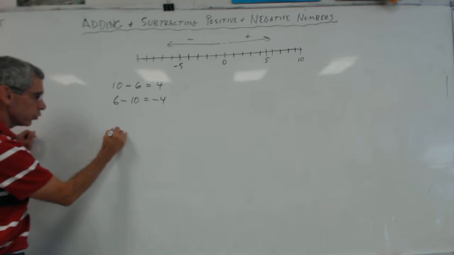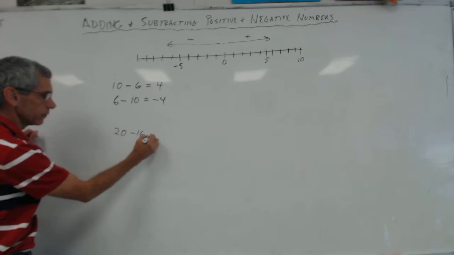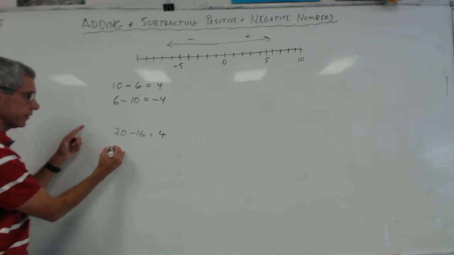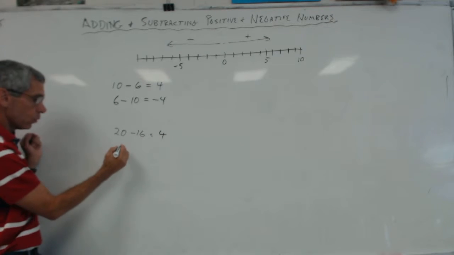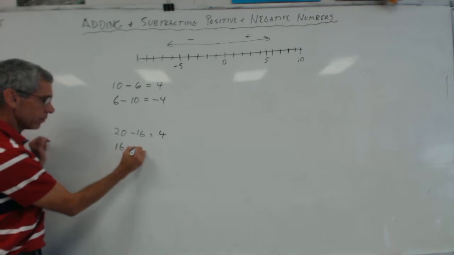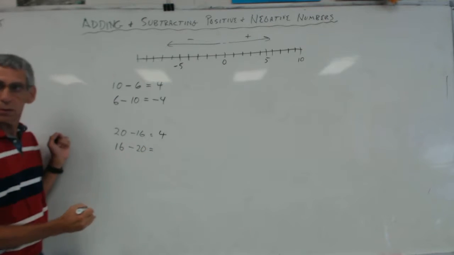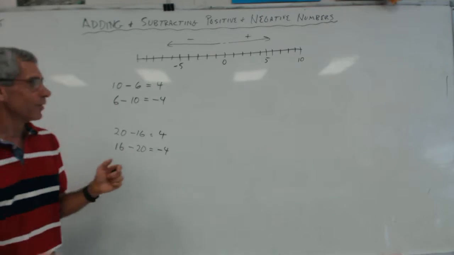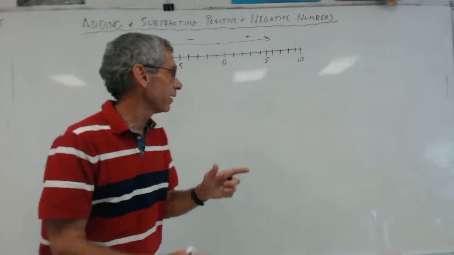Okay, now what is 20 minus 16? 4. Okay, I'm going to flip them now, right? What is 16 minus 20? Negative 4. Are you starting to see a pattern? This is incredible. Let's try something else, random.